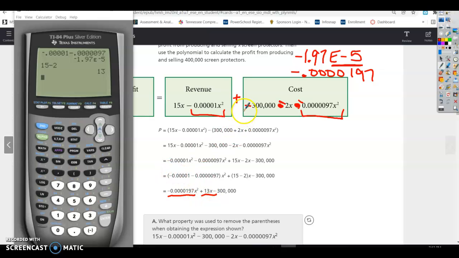And then you have minus 300,000. There is nothing to combine that with. That's the only number, and so that is here.